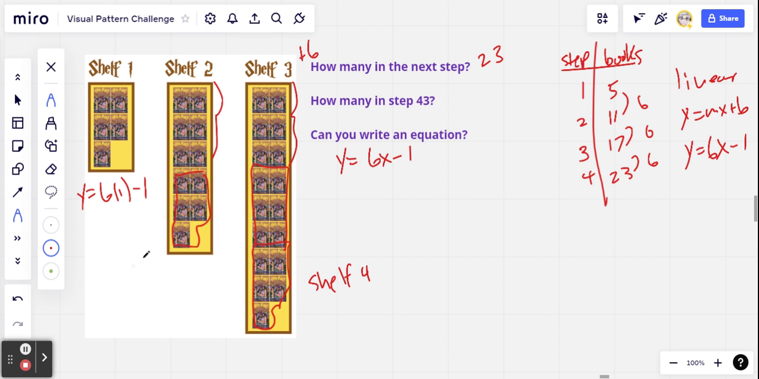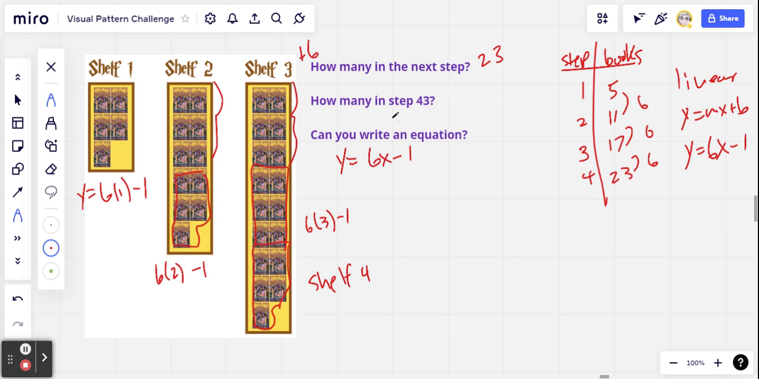Now you may want to test this. Let's try it in step 2, or shelf 2. That would be 6 times 2 minus 1, so that'd be 12 minus 1, and that's 11. Yeah. How about shelf 3? So 6 times 3 minus 1. 6 times 3 is 18, minus 1 is 17. Yes, that's working out. So this equation looks good.